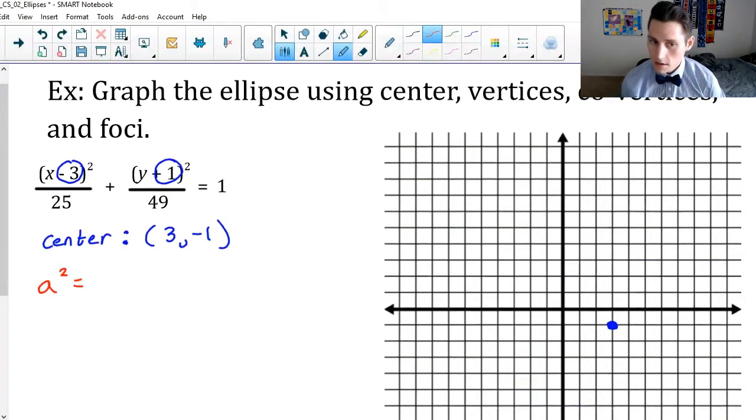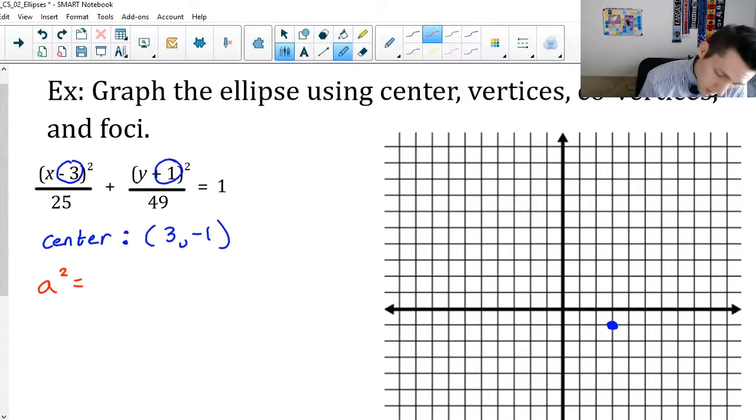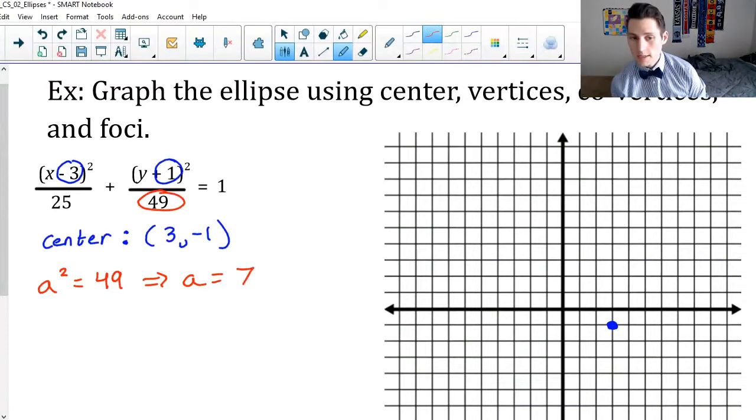Right? A squared in this case, so remember A is always the larger of the numbers. So A squared is 49, which means that A is 7, right? Square root of 49 is 7. Since that 49 is underneath the Y value, then I know that this is a vertical ellipse, right? The larger number is underneath the Y value, so it's going to be larger in the Y direction.